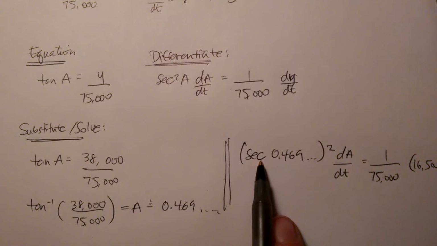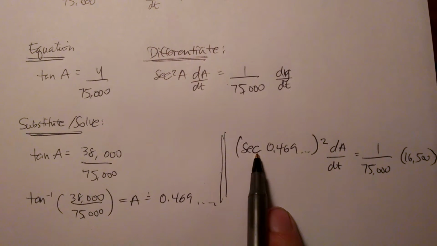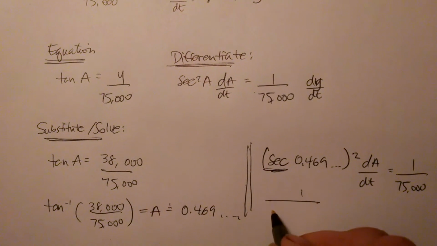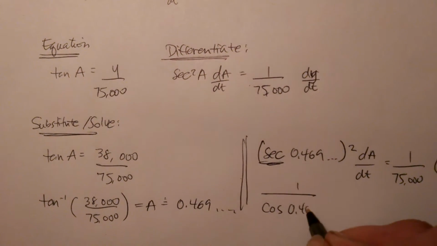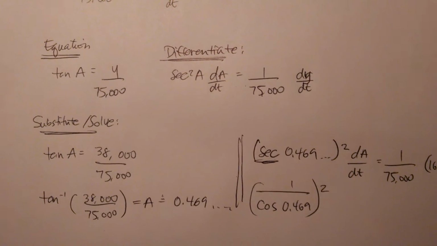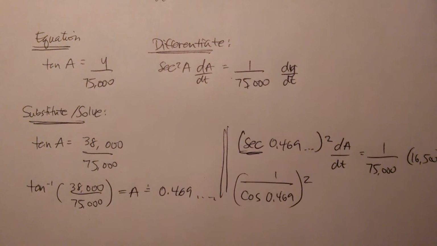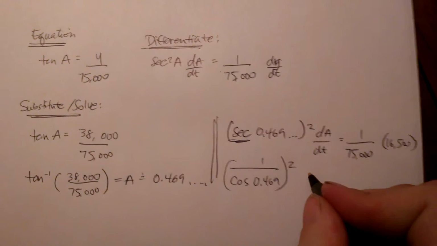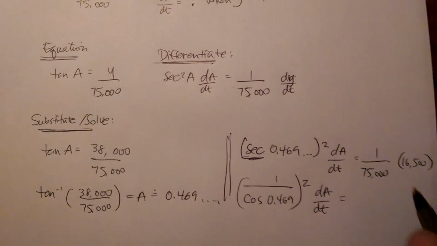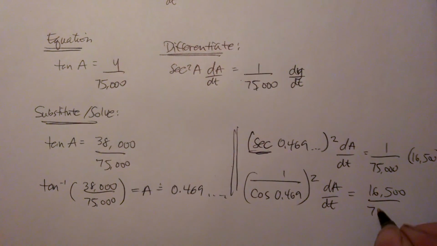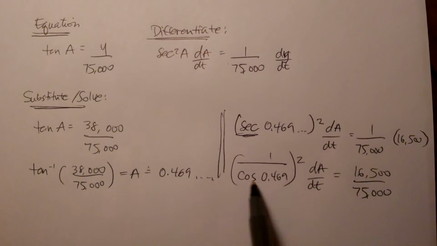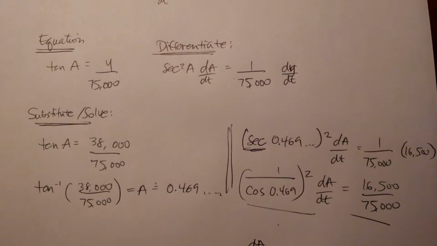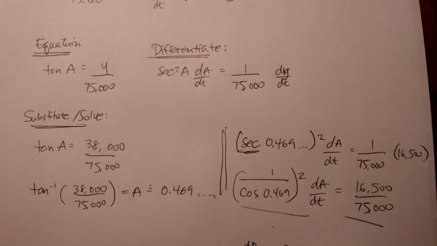So in our calculator, we're going to type in secant. Actually, that's not on our calculator, so you guys have to remember secant is 1 over cosine 0.469. Then you'll square that. That value right there is, I don't know, I just figured out what it was and went from there. So then you have dA over dt equals 16,500 over 75,000. So basically you're going to figure out what this value is, divide both sides by it, and you're going to get dA over dt is equal to approximately 0.175.